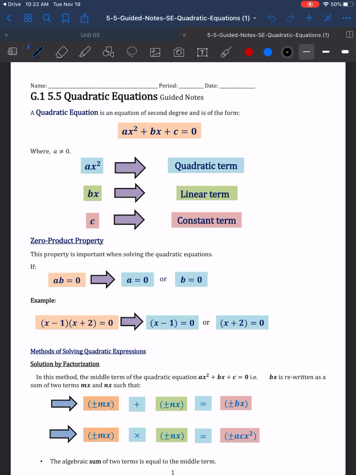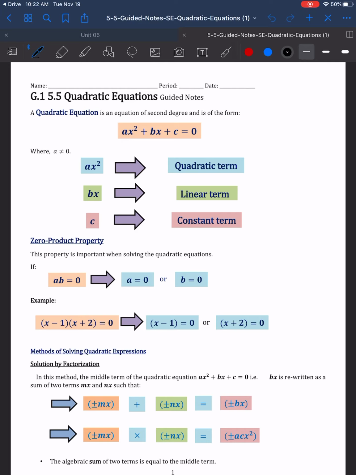Today we're talking about quadratic equations. A quadratic equation is an equation of second degree and has the form ax squared plus bx plus c equals 0, where a is not equal to 0. As we talked about in previous lessons, your x squared is your quadratic term, your x term is your linear term, and c is your constant term.